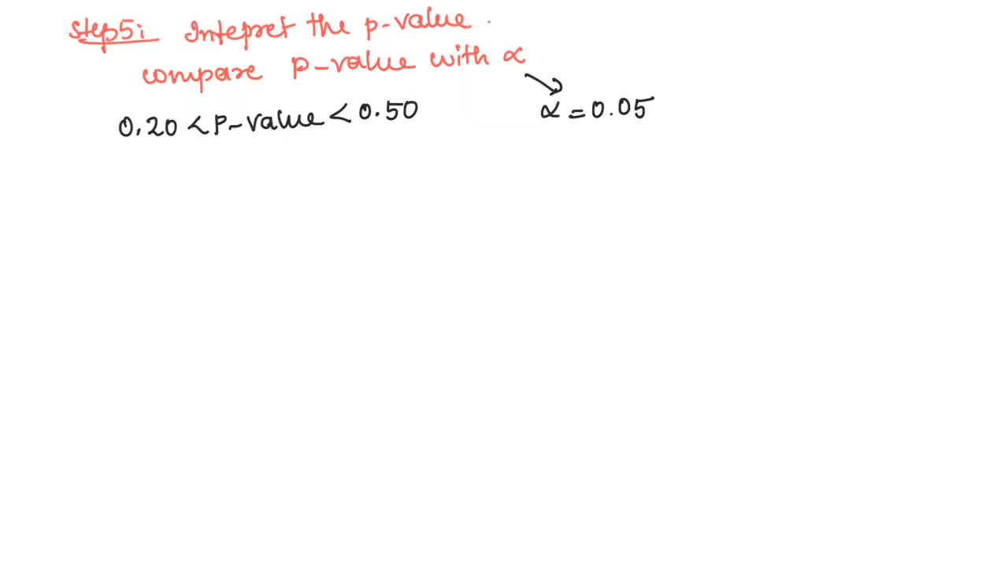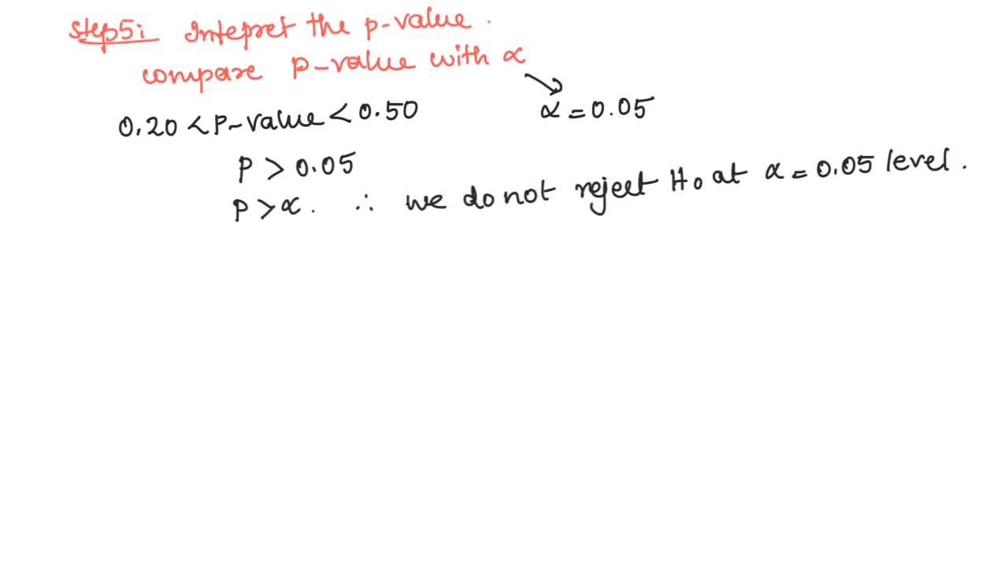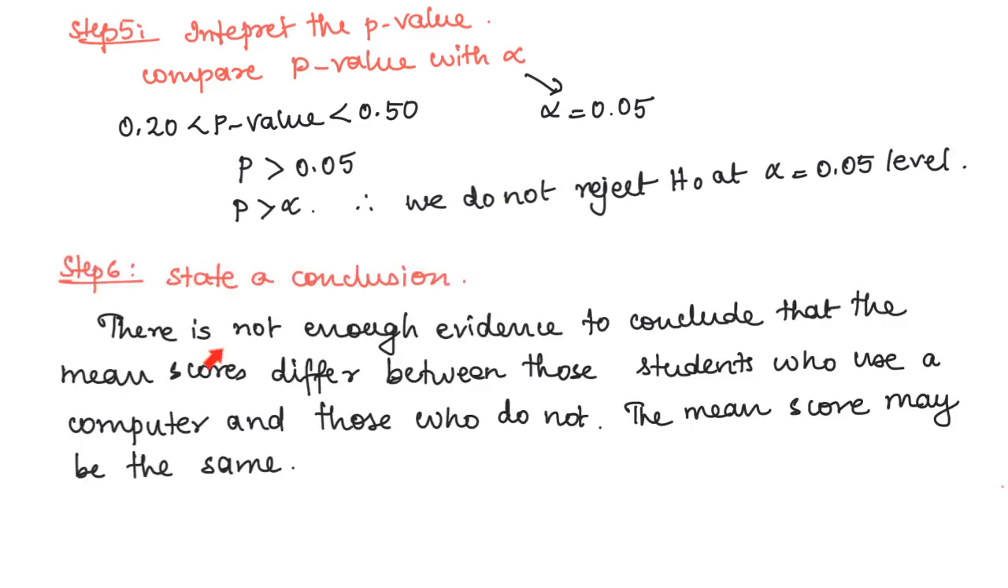Step 5, interpret the p-value. Here we compare the p-value with alpha. P-value is between these two numbers and alpha is 0.05. So p-value is greater than alpha. So we do not reject the null hypothesis at alpha equal 0.05 level. Step 6, state a conclusion. There is not enough evidence to conclude that the mean score differs between those students who use a computer and those who do not. The mean score may be the same.